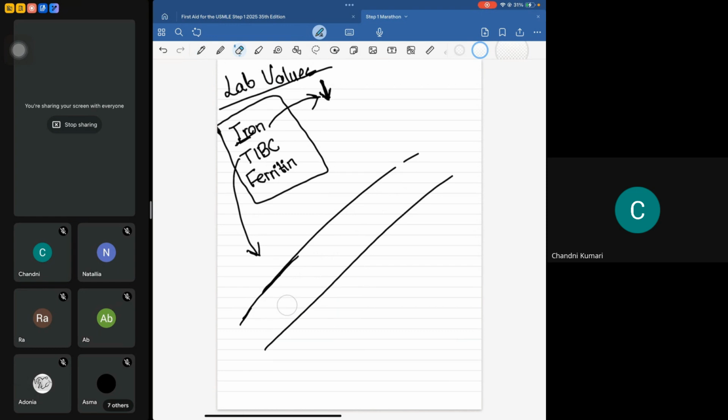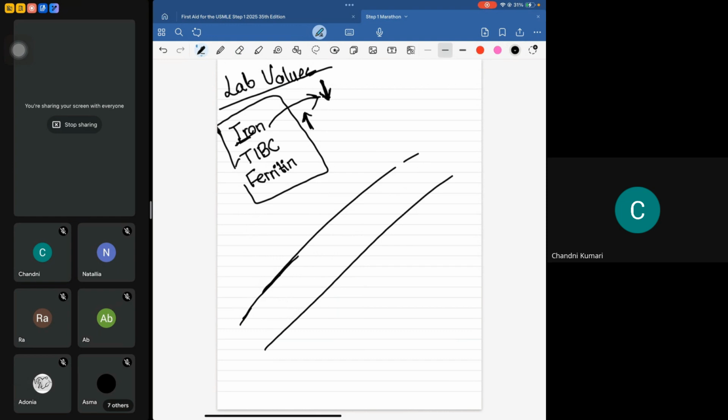So remember, whenever iron in the body decreases, the transferrin or iron binding capacity in the body increases. This is the most difficult thing that students do not understand. Whenever your iron levels decrease in the body, TIBC is going to increase. This is the most important thing that you want to remember.